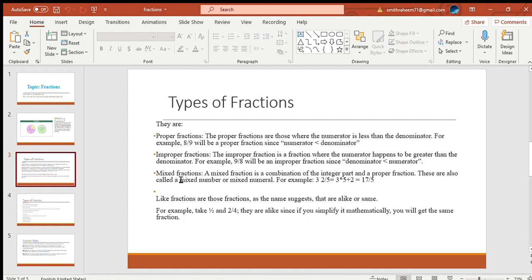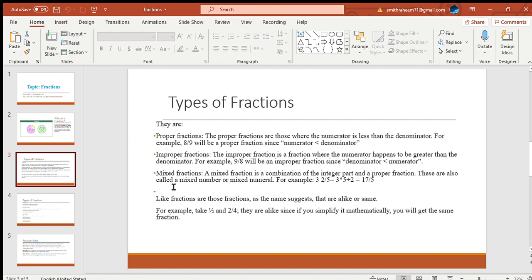Improper fraction: the improper fraction is a fraction where the numerator happens to be greater than the denominator. For example, 9 over 8 will be an improper fraction since the numerator is greater than the denominator. So the numerator is 9 and it is greater than the denominator, which is 8.